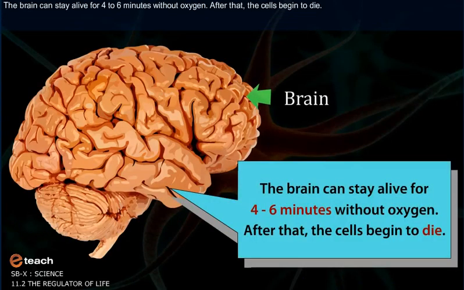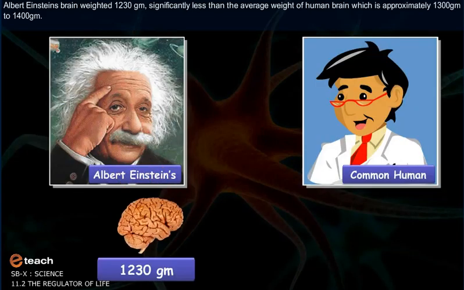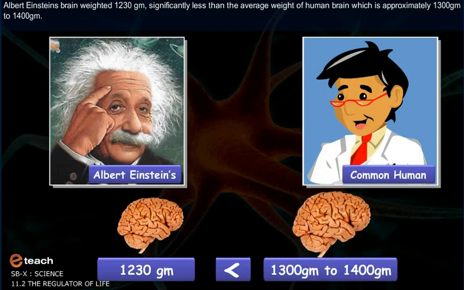The brain can stay alive for 4 to 6 minutes without oxygen. After that, the cells begin to die. Albert Einstein's brain weighed 1230 grams, significantly less than the average weight of the human brain, which is approximately 1300 to 1400 grams.